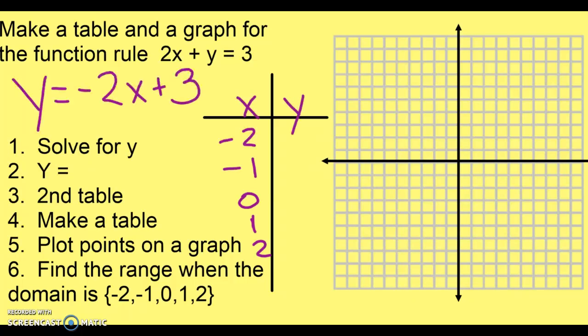Okay, so I solved for y, and I'm going to put that in the calculator. So you're going to solve for y, then you press the y equals button, and then you put in negative 2x plus 3. All right. So you're just going to put in negative 2x plus 3.